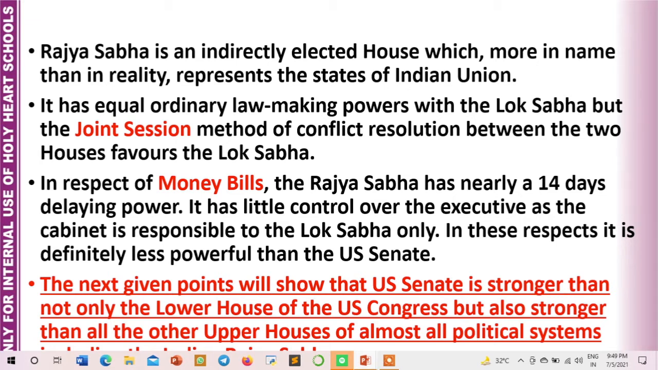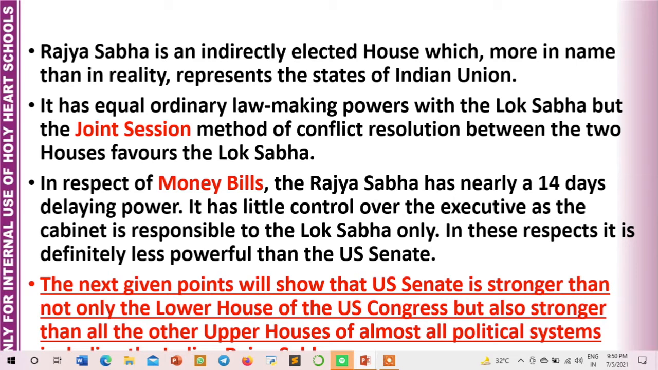Suppose an ordinary bill is introduced in any house, but the other house rejects it. There is a deadlock, and a deadlock situation can be solved only by the joint session. If the bill is of the Lok Sabha member, obviously in joint session, it will be passed through the members of the Lok Sabha. So the joint session method is a method where the conflict resolution is in favor of the Lok Sabha.